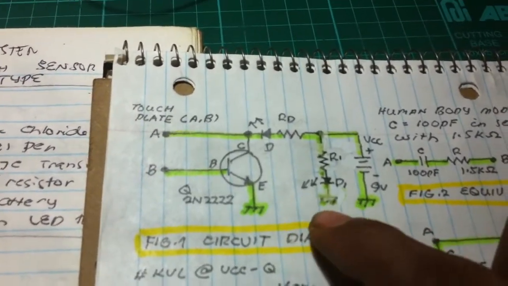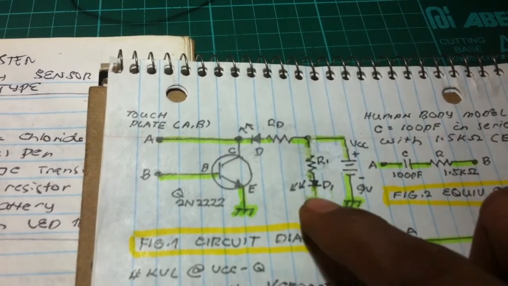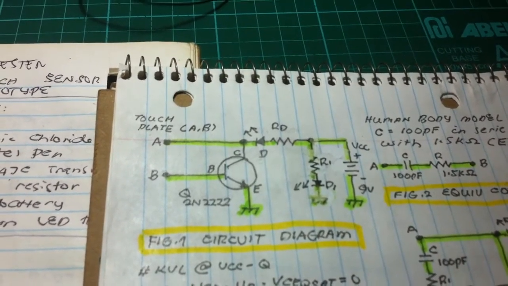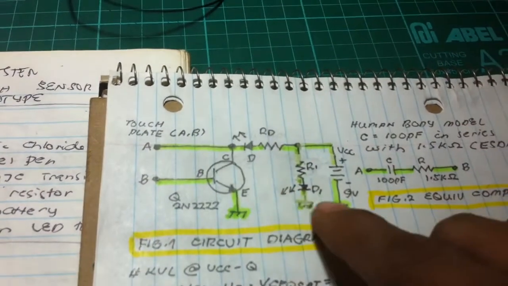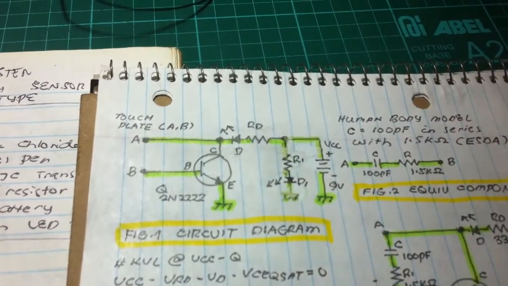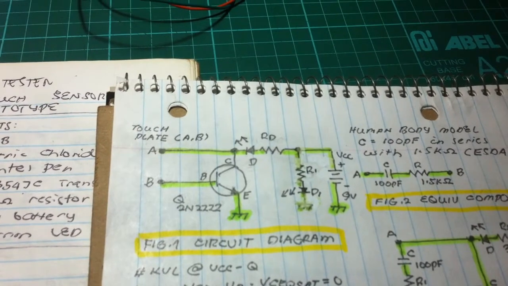So what makes this touch switch turn on the LED? That is the question. Every time you touch the two terminals, the LED turns on. That is what they call a capacitive human touch.